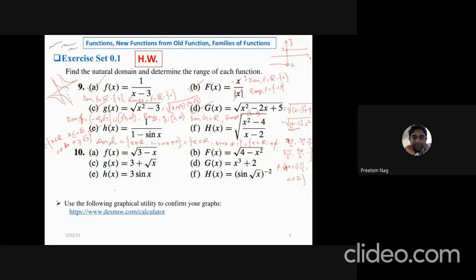Right, so I'll wrap up here. What about the range of hx? How can you find out range in here? No. What about range?